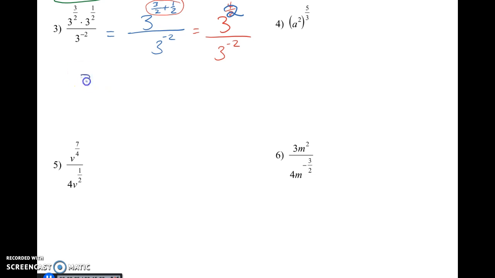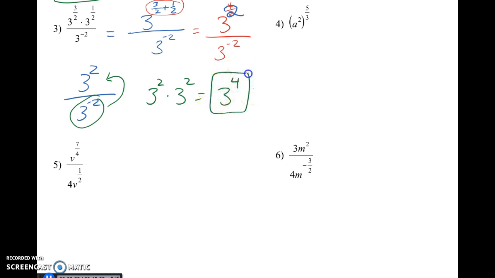So if I have 3 squared over 3 to the negative 2, I can either subtract my exponents or I can move my negative exponent to the top, and I would have 3 squared times, and then I just moved the 3 squared to the top, which is 3 to the 4th. If I subtracted the exponents here, I would have a 2 minus a negative 2, which would still give me 4, and that's 3 to the power of 4. So either way, I would have got the same answer.